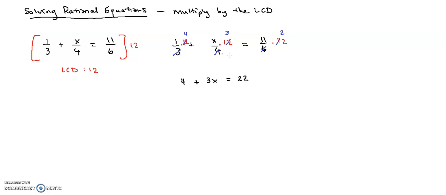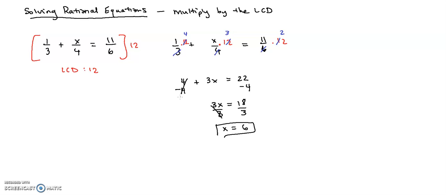So when you multiply by the LCD, you multiply every term by the LCD, and that should clear all of your fractions. Now you should either have a linear or a quadratic, and you know how to solve those. So this one, we just need to get x by itself. So move everything to the other side. We've got 3x equals 18. And then we need to get x by itself, so we do the opposite. We divide by 3. So we get that x is equal to 6, and we can go back and check our answer in the original equation, and the two sides should match.